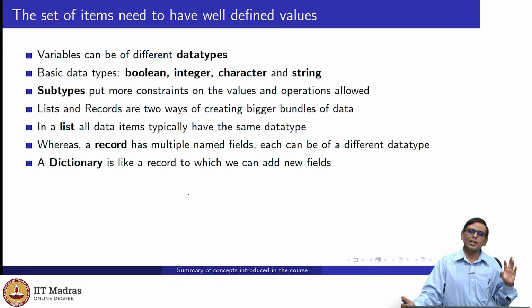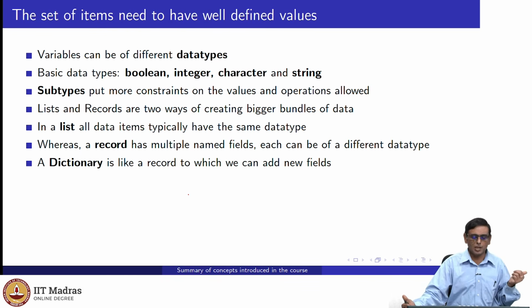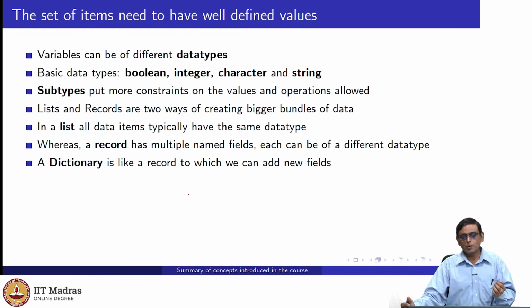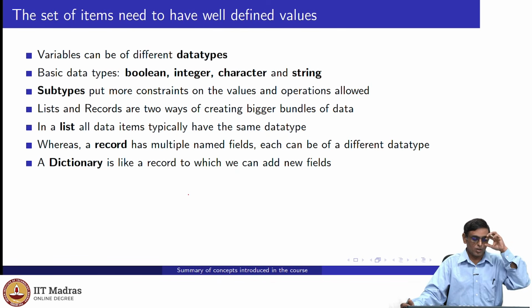A list is typically a sequence of things with the same data type, and a record is a set of things with different data types. But because they are all different data types, you need to name each thing. In a list, you can identify things by its position, whereas in a record, you cannot identify by its position. You have to identify by a name, right? So you have named fields in a record.